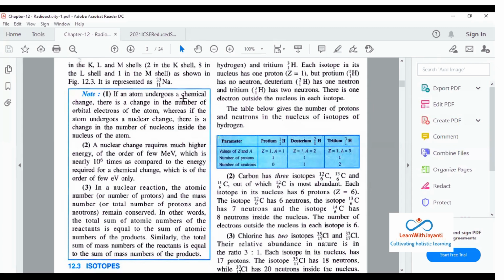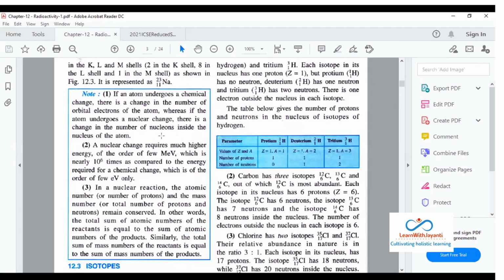So what happens in a chemical change? There is a change in the number of electrons. Like we just saw, sodium is going to donate 1 electron, chlorine is going to accept 1 electron. So that is called chemical change. But when you are talking about nuclear change, there is a change in the number of nucleons. Basically, the neutrons come out, the neutrons break. So if the atom undergoes a nuclear change, there is a change in the number of nucleons inside the nucleus of the atom.